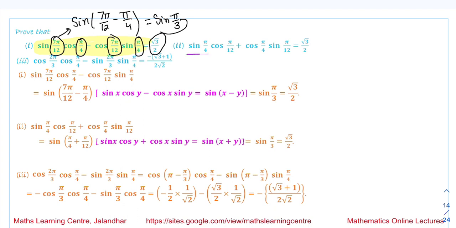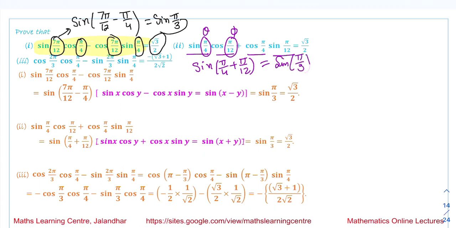Second, it is sine pi by 4 cos pi by 12 plus cos pi by 4 sine pi by 12. If we write pi by 4 as theta and pi by 12 as phi, this is the formula for sine of pi by 4 plus pi by 12, that is equal to sine of pi by 3. The answer we obtain is equal to square root 3 by 2.